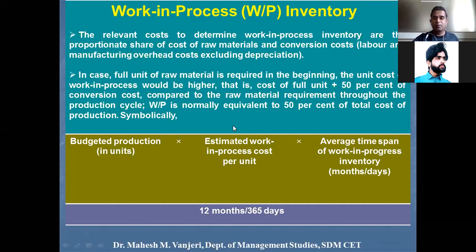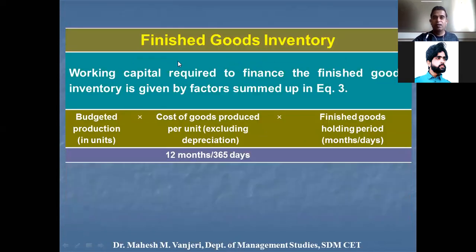Please remember. And finished goods inventory: budgeted production in units multiplied by cost of goods produced per unit. Again, if depreciation is a part of cost of goods produced, you have to deduct it. Then multiplied by finished goods holding period in weeks, months, or days, which will be given.